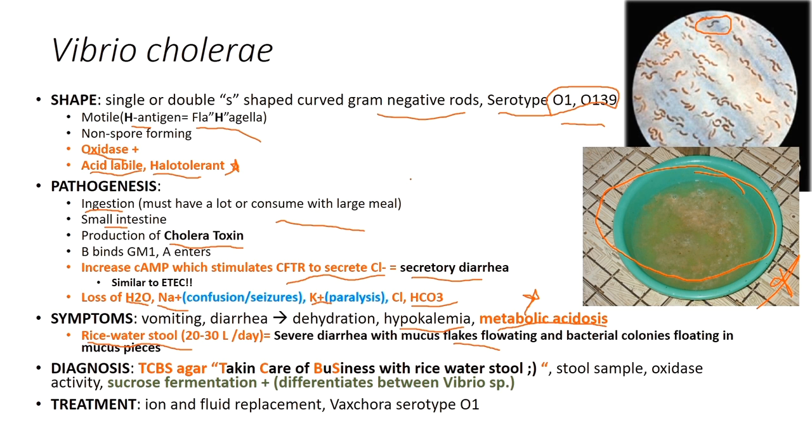This is sucrose fermentation positive. All our other Vibrios, even the Vibrio cholerae which are not O1 and O139, are going to be sucrose negative. So we're going to come up to those a little bit later. Treatment: fluids and ion replacement. We also have that Vaxchora serotype O1 vaccine that we can give to people in endemic areas.